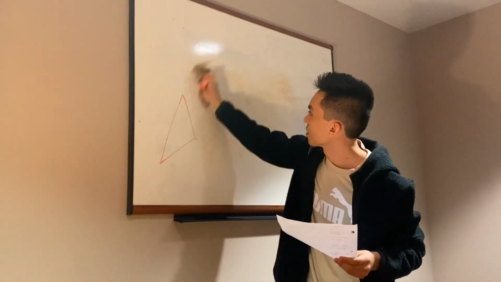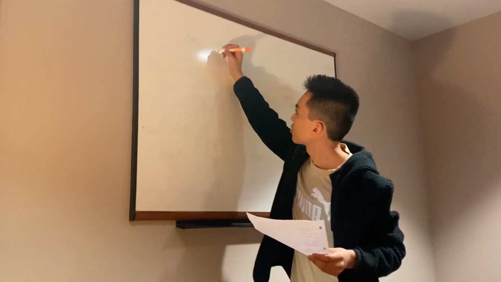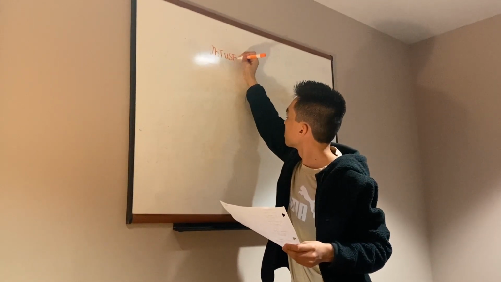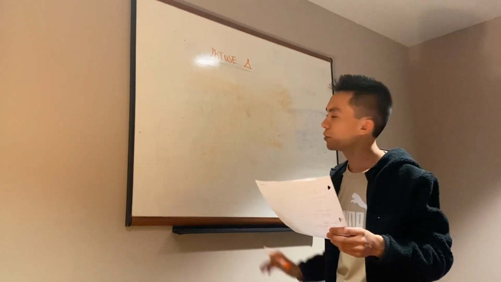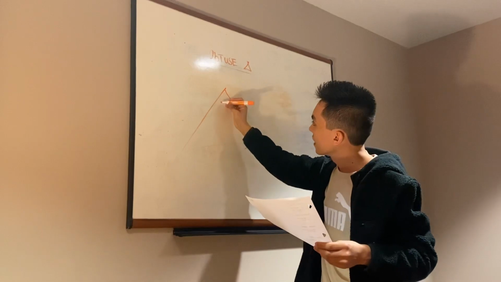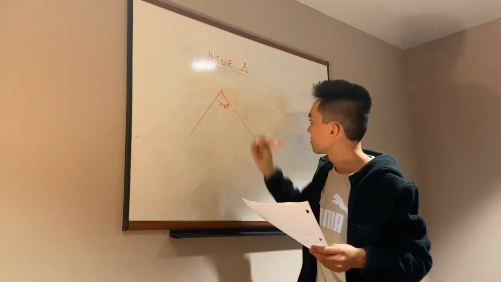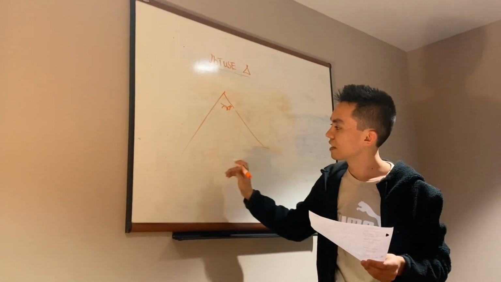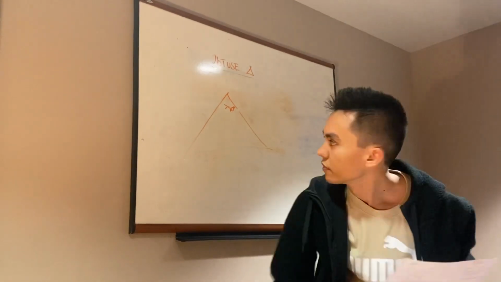Now, let's go to another triangle. So we have an obtuse triangle. So, an obtuse triangle has one angle that is more than 90 degrees. And that is enough requirement for this triangle to be considered an obtuse triangle. It's very simple.